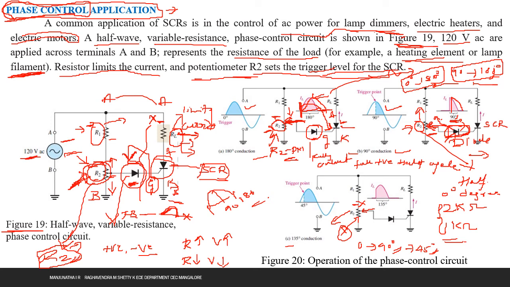From figure A, the resistance offered is almost 0, so the diode starts to conduct from 0 to 180 degree. But in figure B, it is the 90 degree conduction mode. So the position of the potentiometer across the resistance R2 is almost in the middle, so the diode is going to conduct from 90 degree onwards. But in figure C, it is 135 degree conduction.